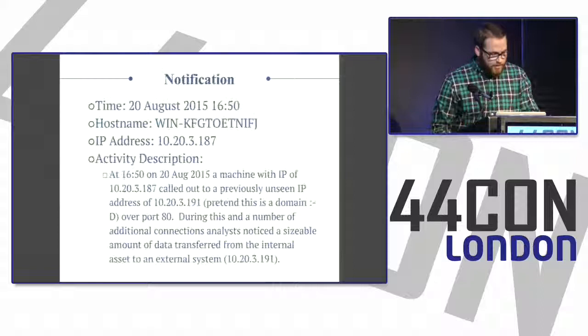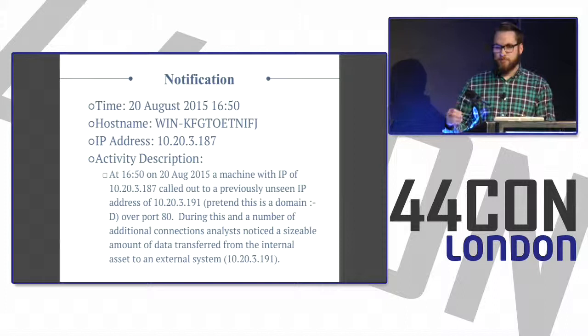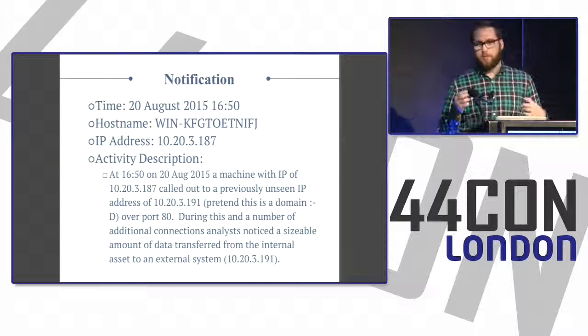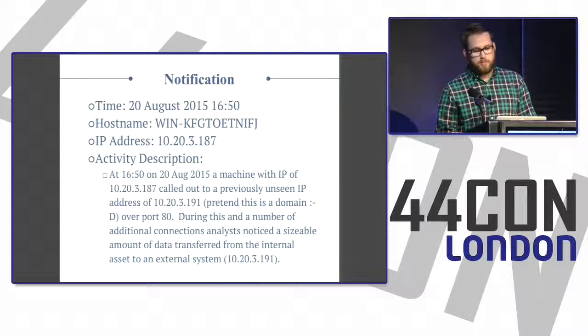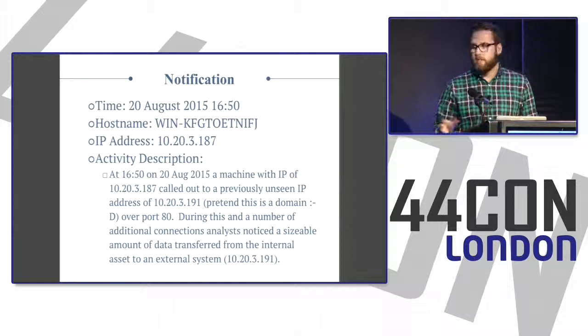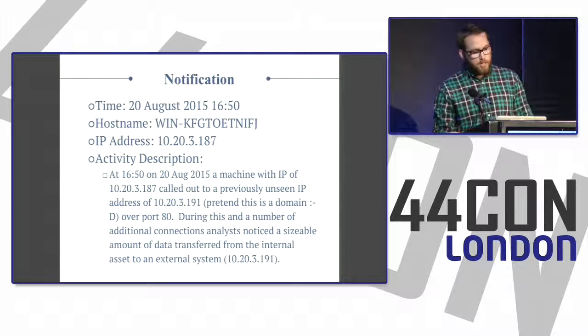Like I said, I'm focusing on the investigation piece, but presumably you have something that would do some sort of detection. In this case, we get a notification from our IDS team or something along those lines that says, on the 20th of August 2015 at 16:50, hostname whatever that is, or IP address 10.23.187, called out to a domain that had never been seen in this network before. Maybe that's the thing they're keying in on. During this connection and a bunch of following connections, a large amount of data, I think it was like 500 bytes or something, but let's just pretend it's a gig, was exfilled. Now I'm going to start my investigation pivoting off of that information.